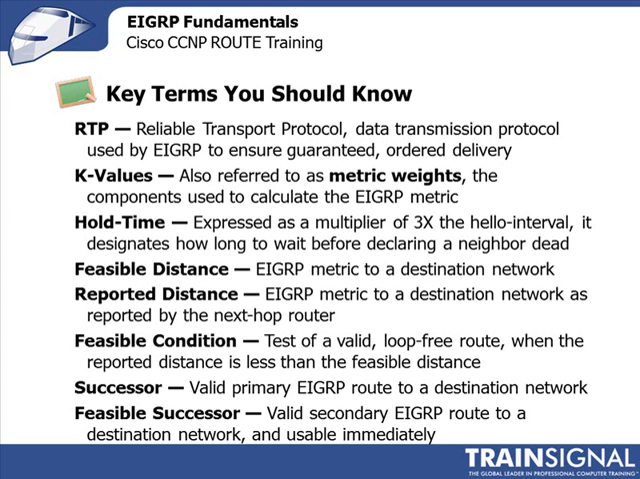Feasible distance is the EIGRP metric to a destination network from the perspective of that router. Reported distance is the EIGRP metric to a destination as reported by the next hop router, or the directly connected neighbor. The feasible condition is the test of a valid loop-free route, and it's simply that the reported distance must be less than the feasible distance. Successor is the term used for a valid primary EIGRP route to a given destination network or subnet. And the feasible successor, this is the backup route held in reserve that we talked about, the secondary route to a destination network and usable immediately.